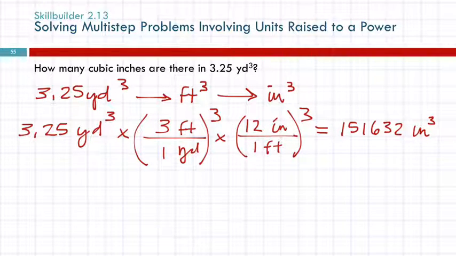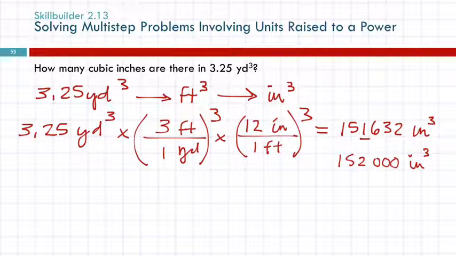How many sig figs should that have? 3. This is an exact conversion. My starting number had 3 sig figs. So this should have 3 sig figs. Oh, this is dangerous. What do I round that to? It's 152,000 cubic inches. The common mistake students make is they'll round it to 152 inches.